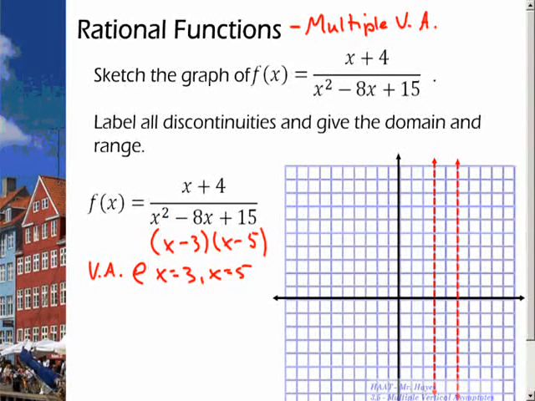After we get the horizontal asymptote, we're going to end up alternating sides. We'll get one up here, one down here, and another one up here.